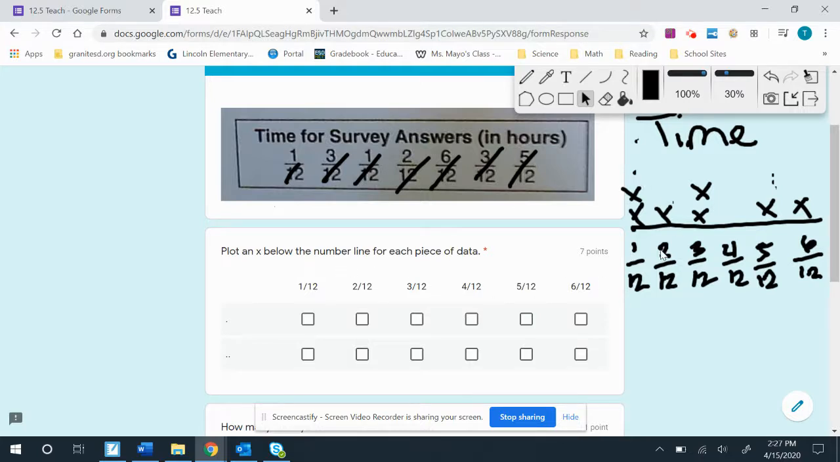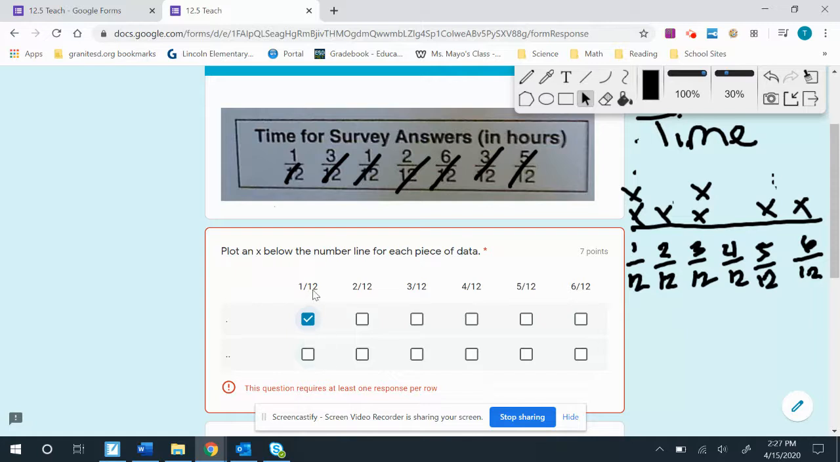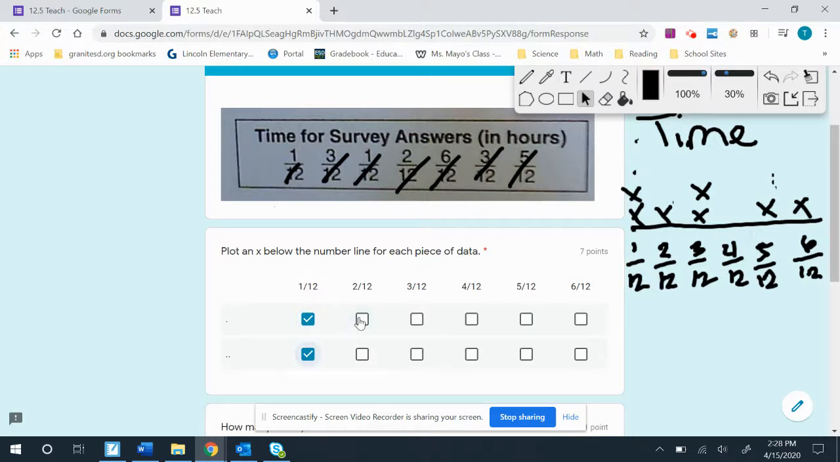Just like we have our X's, you can put an X. The only difference is they're backwards. So I could not put the numbers on the bottom, they had to go on the top. That's okay. Still put the number that they have. There's 2 here, so 2 here. 2/12 only had 1. 3/12 had 2. 4/12 did not have anything. 5/12 had 1, and 6/12 had 1.